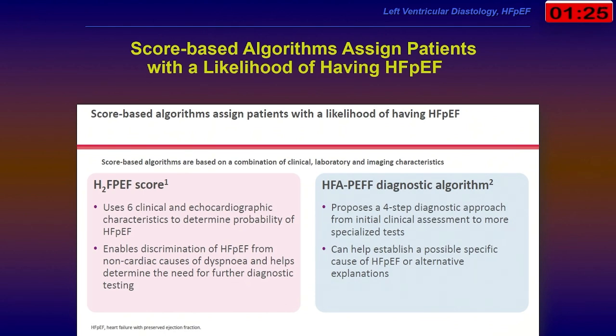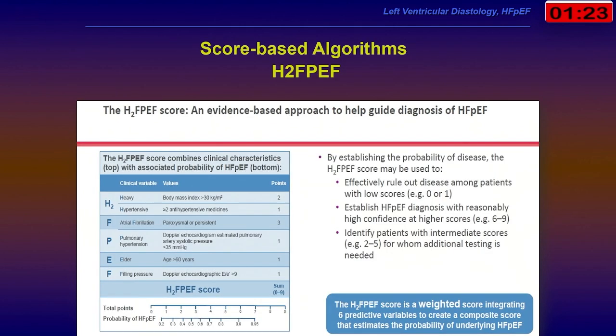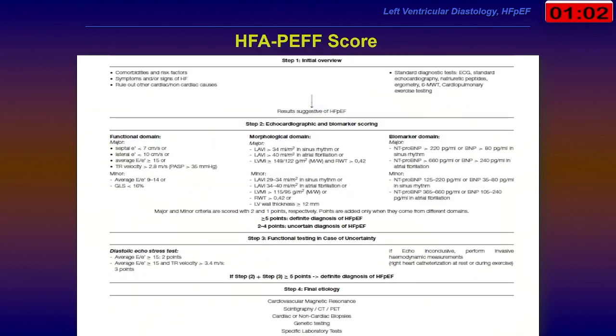But the H2FPEF score also can be used clinically. It talks about body weight or body mass index, hypertension, atrial fibrillation, pulmonary hypertension, being elderly, and of course the filling pressure. And you have a score of 9 points. If you reach some of these points, you can have a great accuracy that your patient has HFpEF. But this is the one which I prefer.